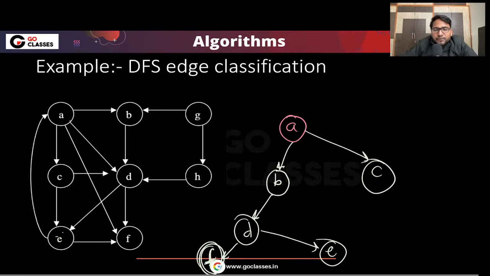Anyway, this G and H will be separate, which means if you are starting at G, then it will be G and then H. Right? This is the forest that you will be getting. Is this okay to everyone?